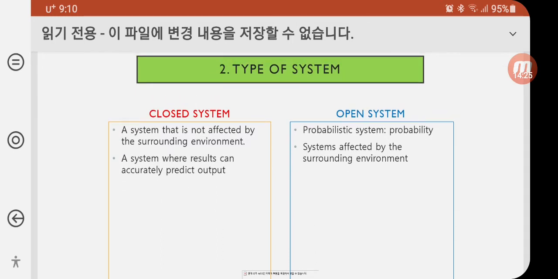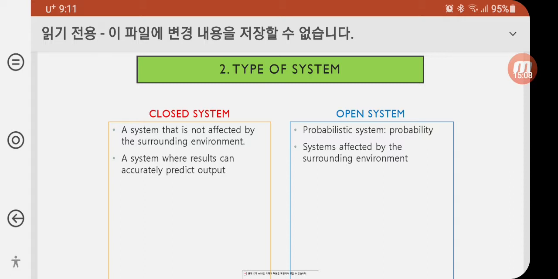The type of system. Two types exist: closed system or open system. A closed system is not affected by the surrounding environment. In a closed system, results can be accurately predicted from the output. It is a system that can predetermine the sequence of tasks, such as a computer program, to fully predict the result.